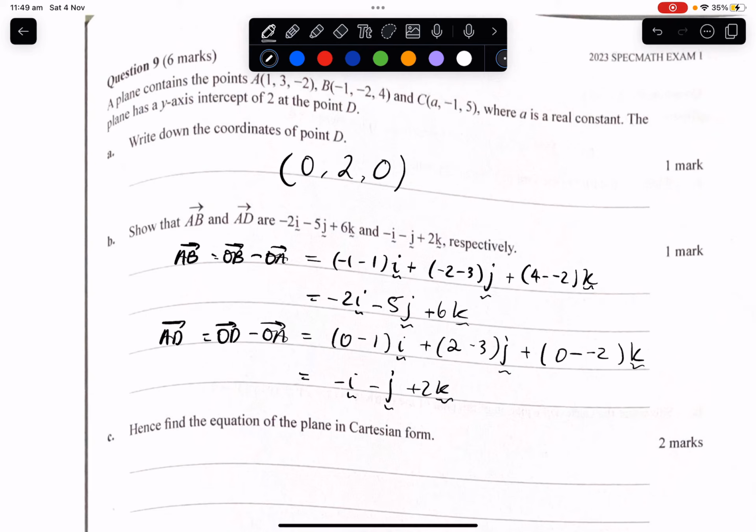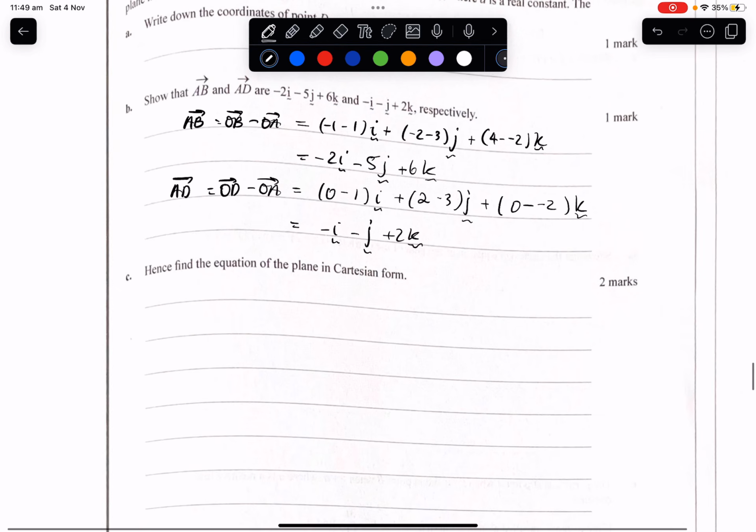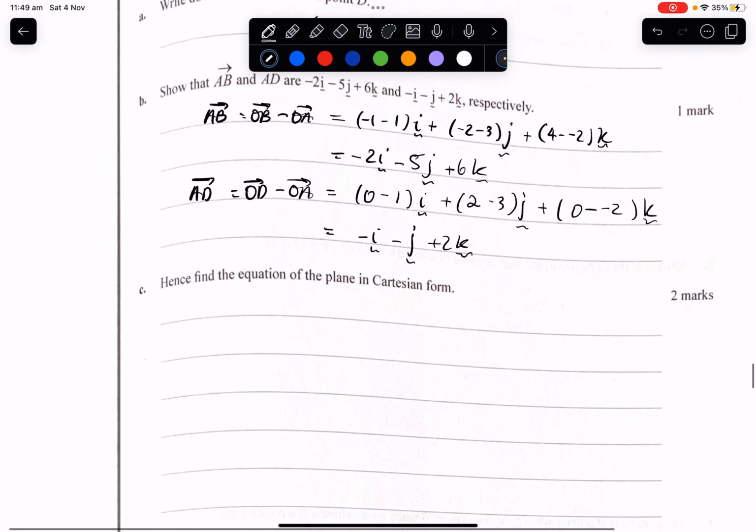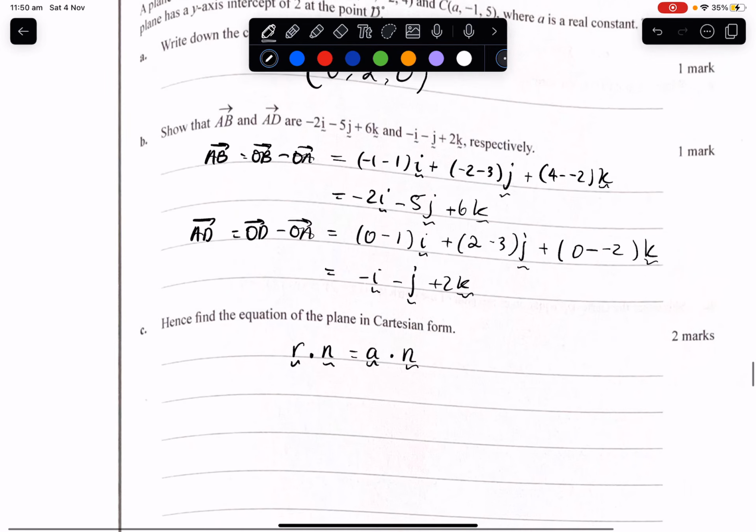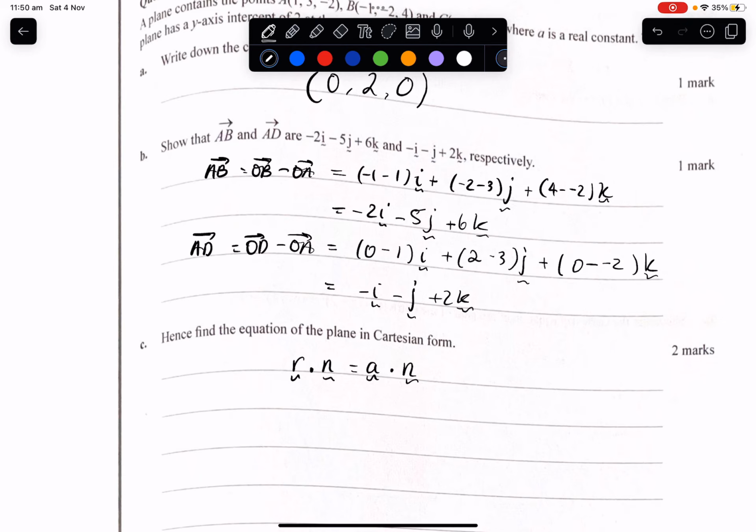Is that what they wanted? Yes. Hence, find the Cartesian equation of the plane in Cartesian form. So the vector equation is r dot n is equal to a dot n, and n is the normal vector. So it's the normal vector to both, and that means you need the cross product of AB and AD. I just forgot the formula. Let me just get it up.